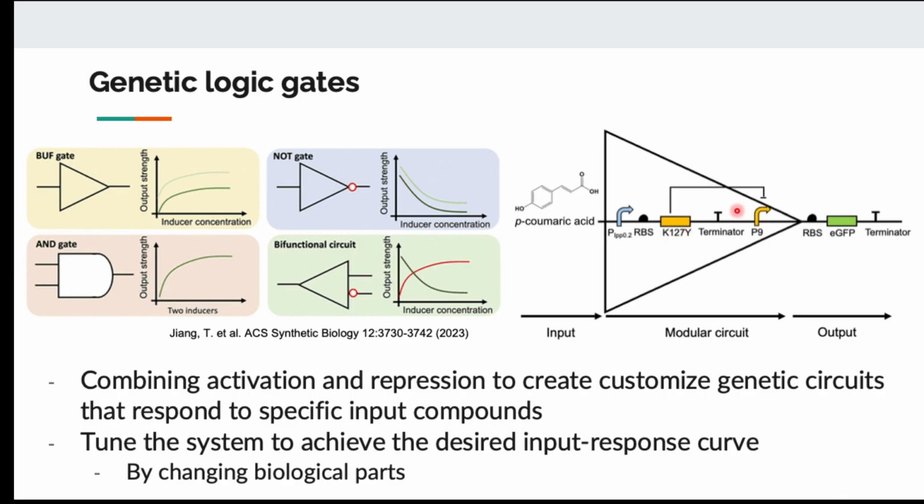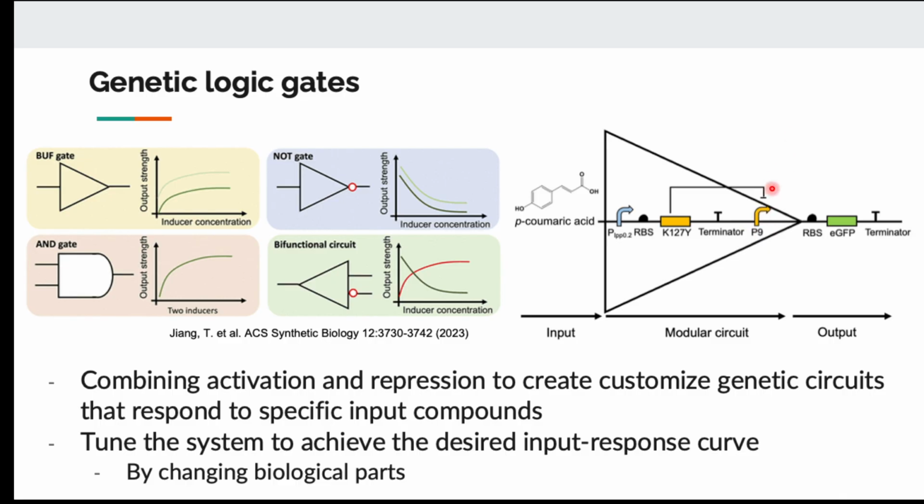K127Y gene. And this K127Y, in the usual condition without the chromatic acid, is going to repress the promoter of this GFP. So without the chromatic acid, this system will not produce any GFP, because this system will produce K127Y, and this shuts off GFP. But when you introduce the chromatic acid, it replaces the K127Y, and so this promoter can now be activated.